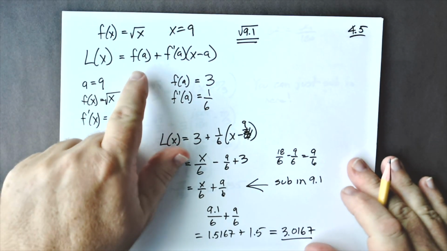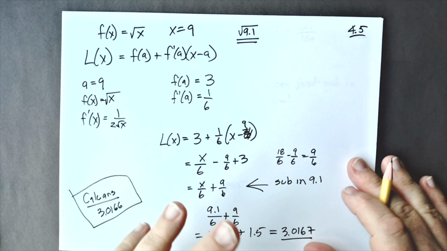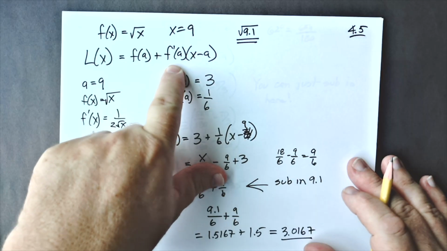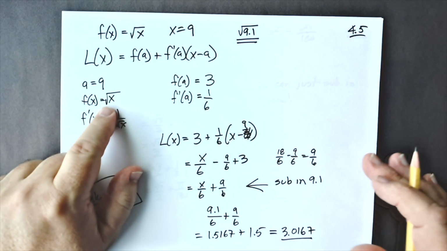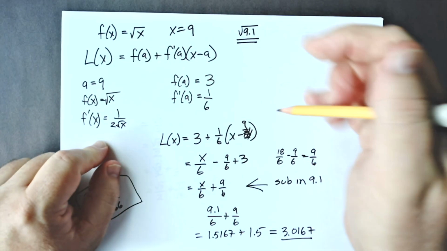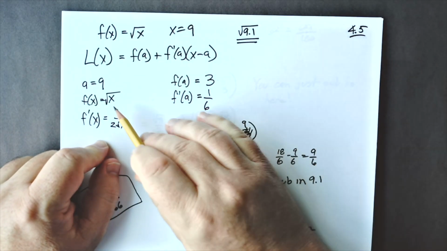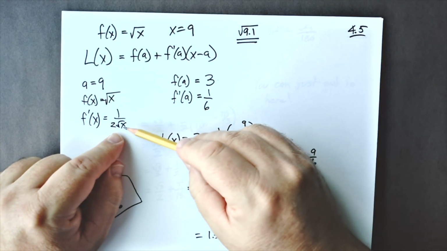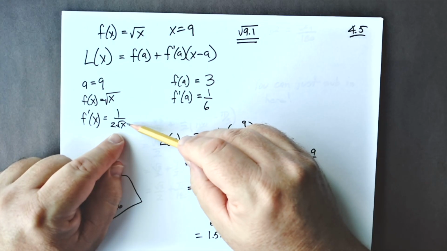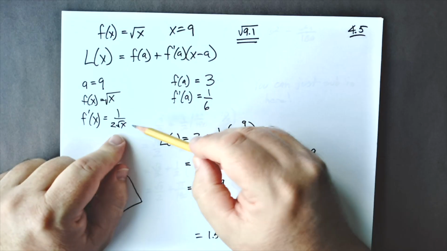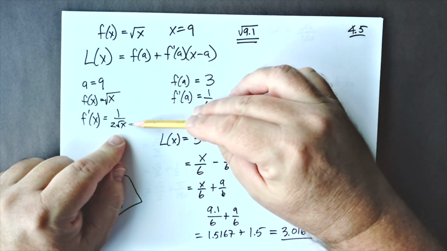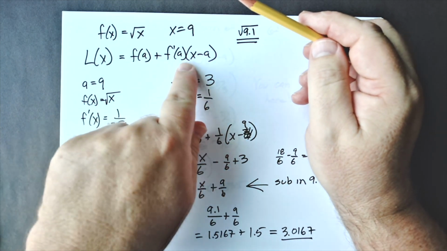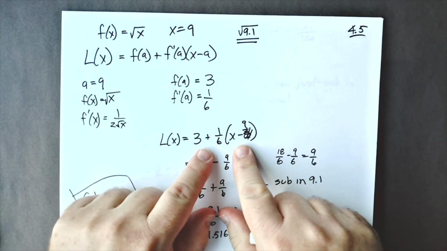Well, we're going to use our formula. We just need two things really: what is A, what is f at A, and what is f prime at A. In this case, A is 9. So f at A is just the square root of 9, which is 3. And then the derivative of this function is 1 half x to the negative 1 half. We plug this in and we get 1 over 2 times 3, which is 1 over 6. So we're going to plug in 3 plus 1/6 times x minus 9.